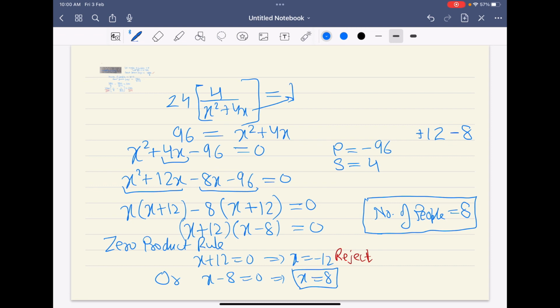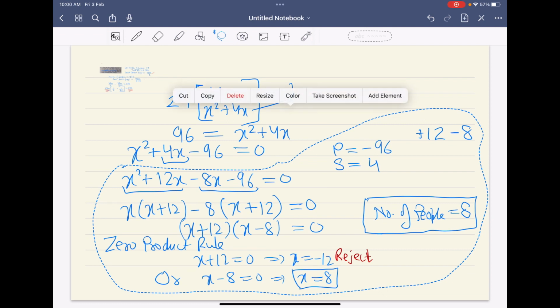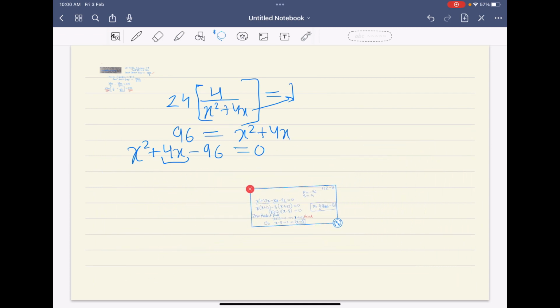But let us say in the exam you are unable to get that. So what is it that we should do? We will follow the quadratic method, and we will use that to get the answer. And now let us try solving this particular question by using quadratic formula.